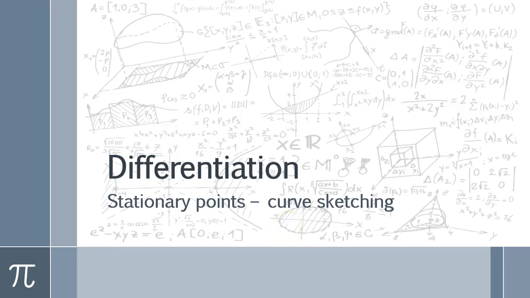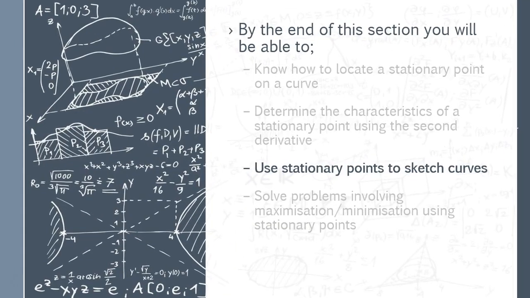Hello and welcome to the second video in our series on stationary points, minimum and maximum points. In this video we're going to have a little look at how we can use finding stationary points to help with our curve sketching. In the previous video we looked at locating the stationary points and using the second derivative to figure out if they're max or min. In this video we're going to take that information and apply it to sketching curves.